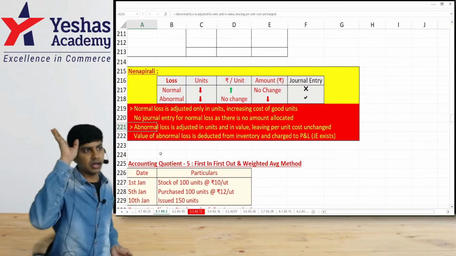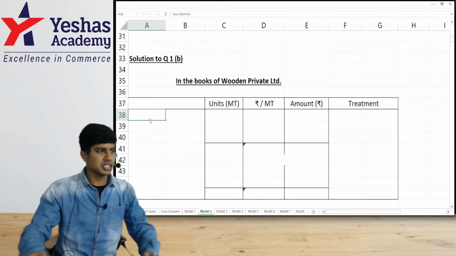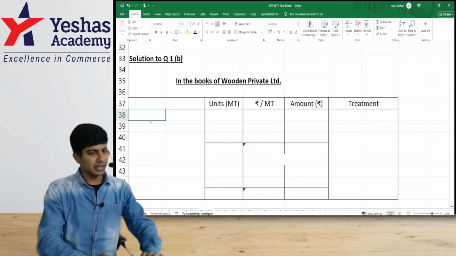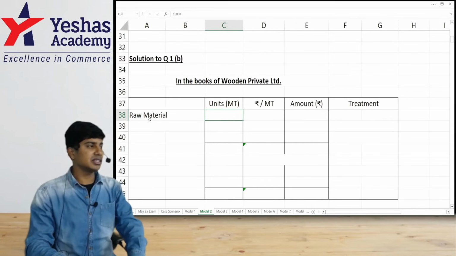I hope everyone understood. Fantastic. If you want to recall what we did in the class, we had taken the example of tomato. Transportation of tomato. Let's see this. Raw material. How many metric tons did we buy?